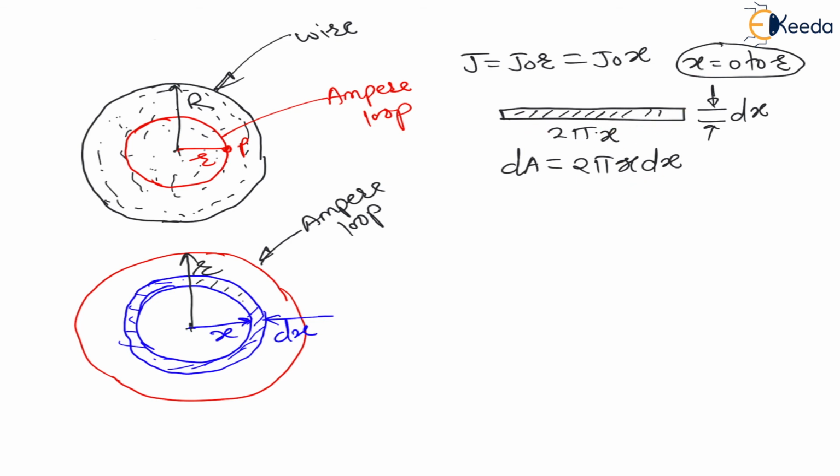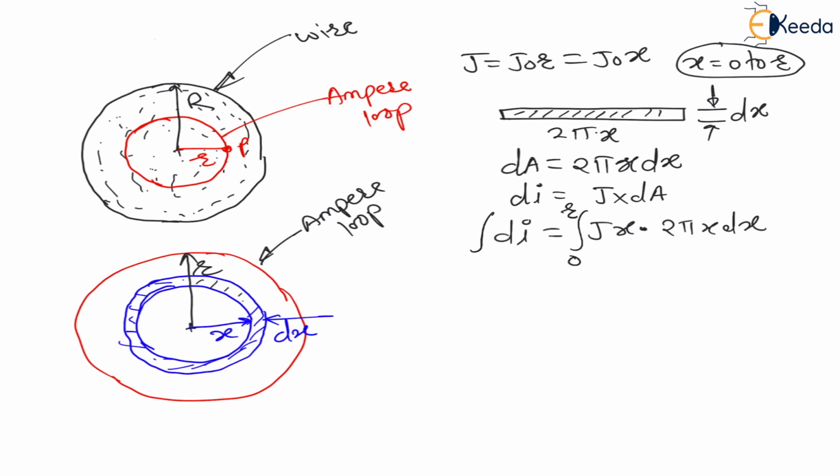And through this very small area, the current is very small, di, which will be equal to current density into dA, right? Therefore, this di will be equal to current density jx into area 2 pi x dx. Now, if I want to calculate the total current flowing through this loop, I have to integrate from 0 to small r. So if I integrate both sides, that is x changes from 0 to small r, then I will get the total current flowing inside.